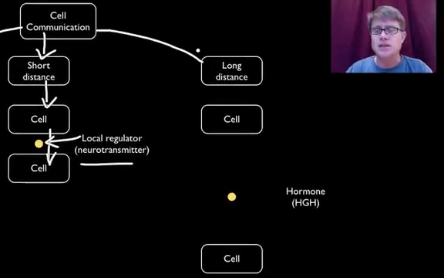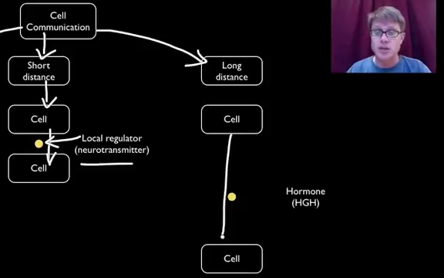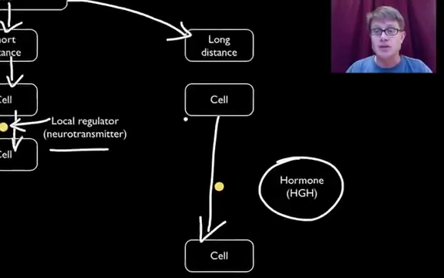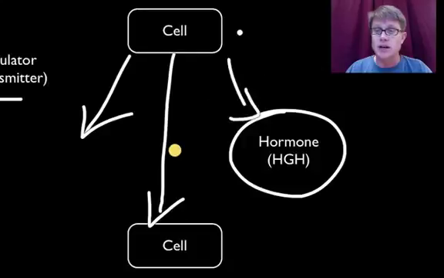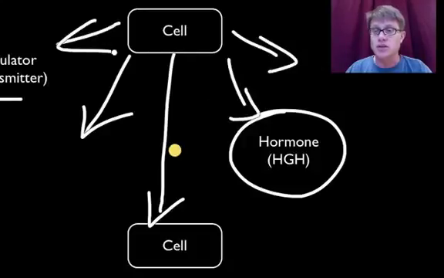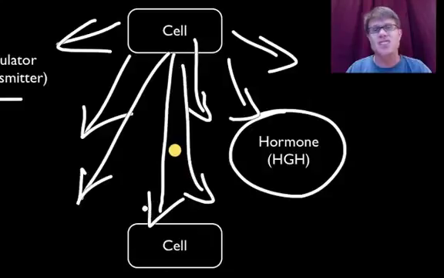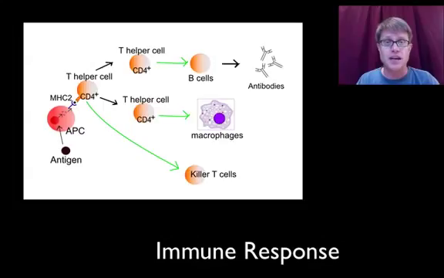Let's say it's a distance that's long or an audience that's large. You want to send that information. We could use something like a hormone. The one I'll talk about is human growth hormone. The nice thing about that is you can send it not just to one cell, you can send it to multiple cells. And then they can figure out based on that message if they really want to act on it or not. And that's why it's a lot like a status post.